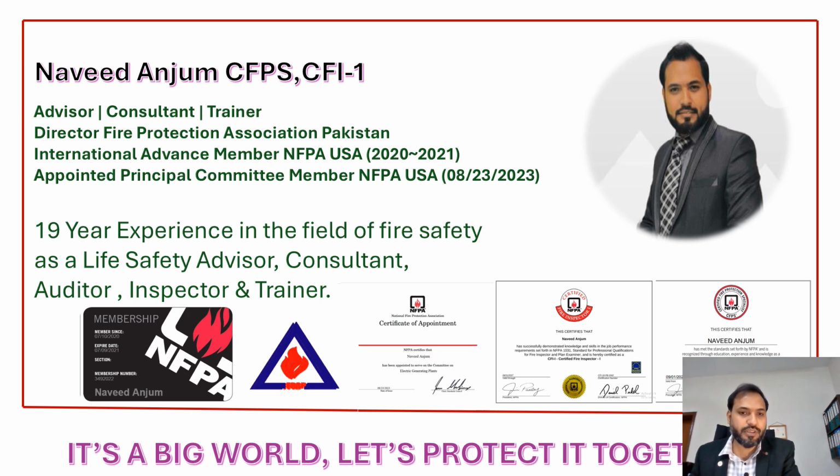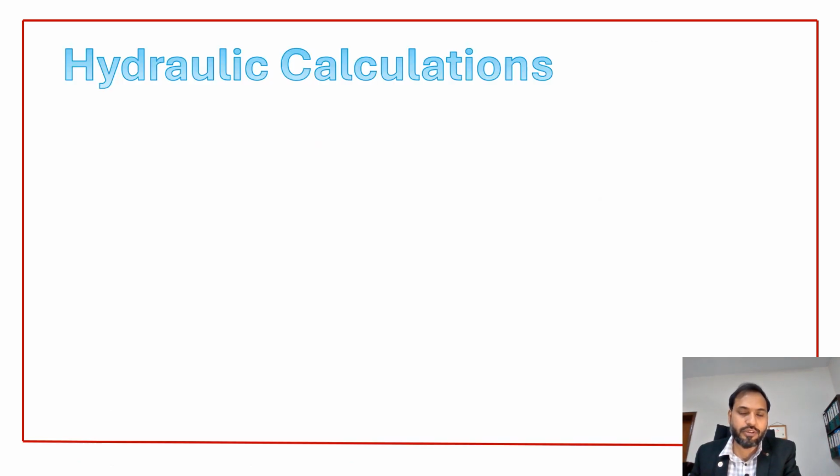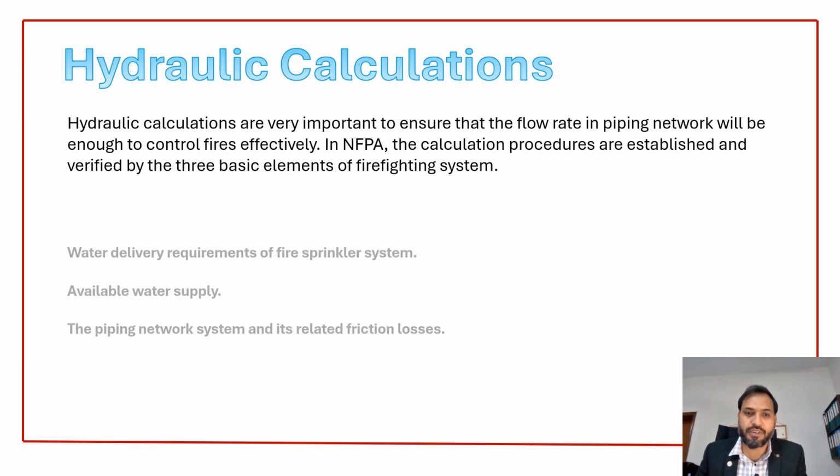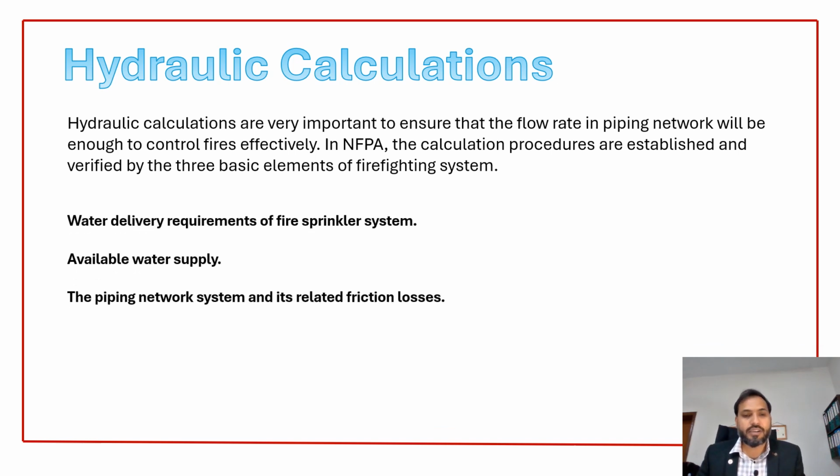So let's move toward our main topic: hydraulic calculations, basics and fundamentals, which we will discuss in our session. Basically, hydraulic calculations are very important to ensure that the flow rate in the piping network will be enough to control fire effectively. In NFPA, the calculation procedures are established and verified by three basic elements of firefighting systems: the water delivery requirement of the sprinkler system, the available water supply, the piping network system and its related friction loss.